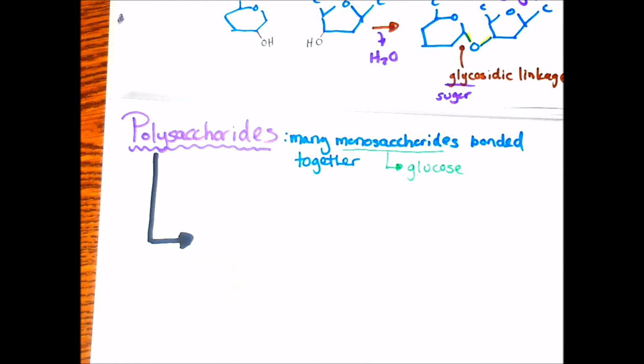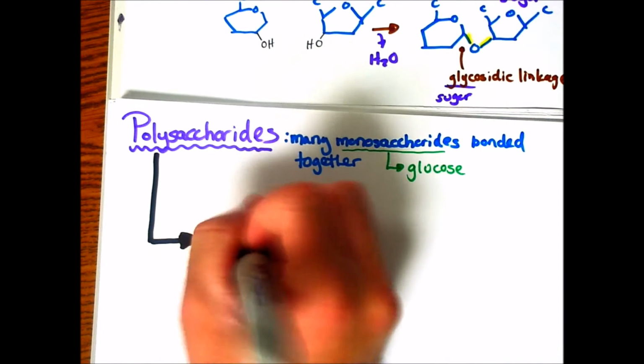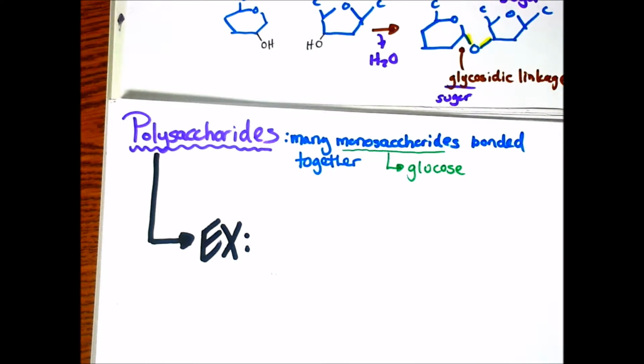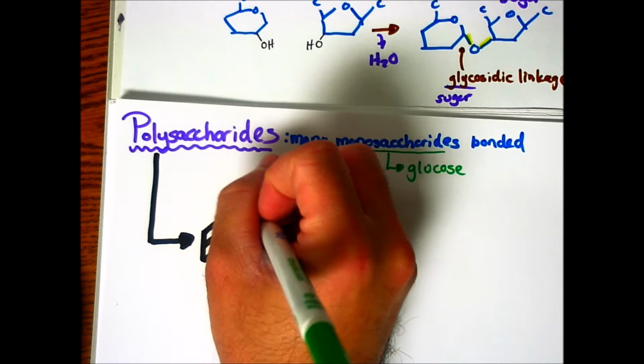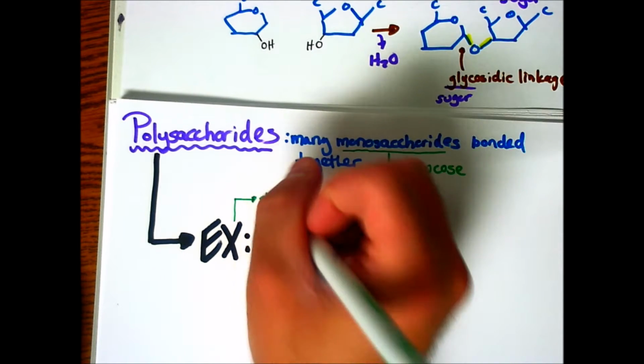Your book goes through polysaccharides from the perspective of several examples. Actually, it's specifically 4 examples that you need to know. And you need to know pretty much enough about all 4 of them to be successful in answering any questions about them. The first group that I'd like to identify is the group called the starches.